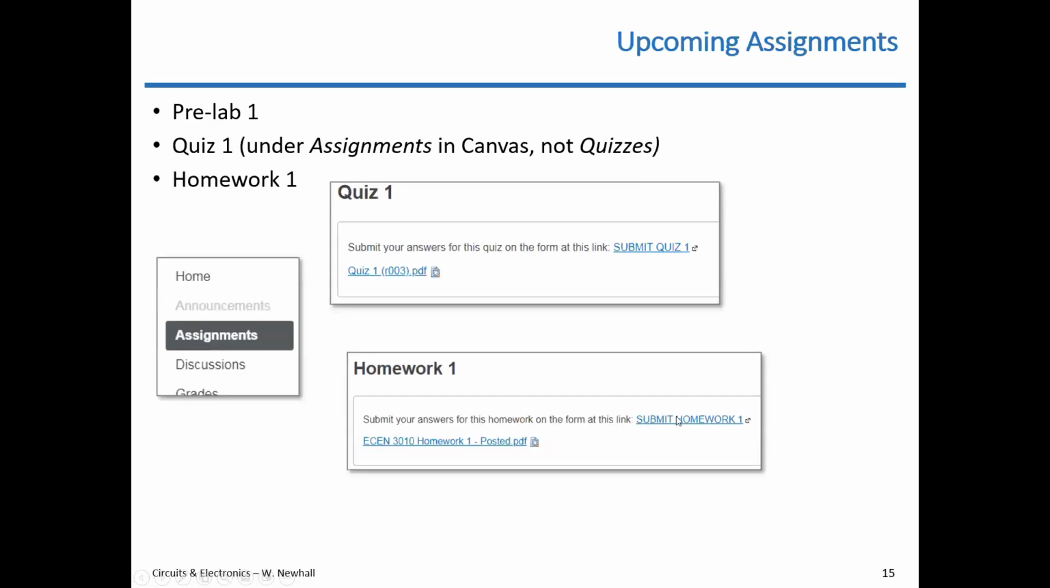For upcoming assignments, you will see pre-lab one posted, quiz one posted. It is under assignments in Canvas, not quizzes, because it's worked as a regular assignment. And homework one is also posted.